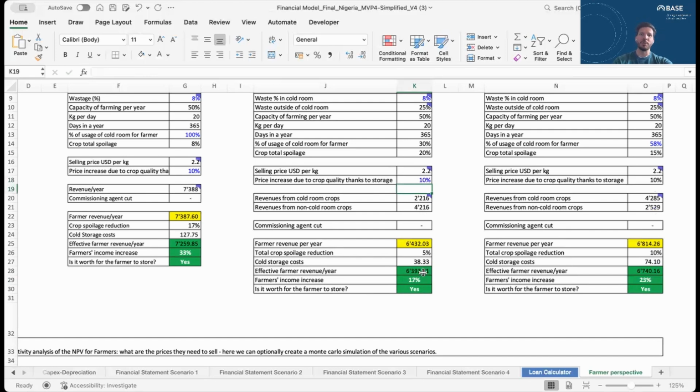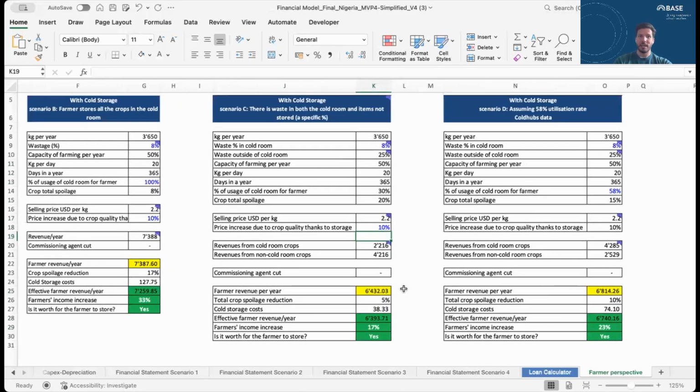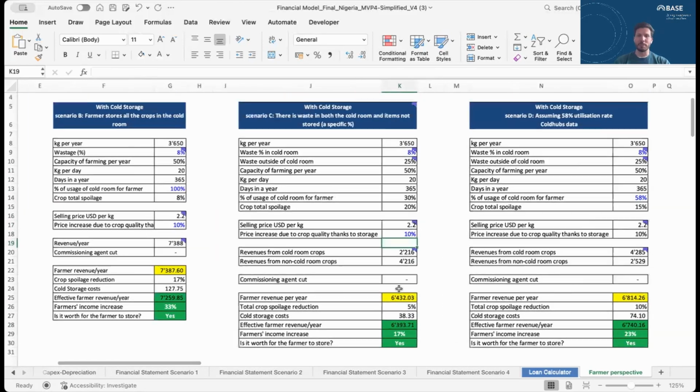And here it's important to know that those parameters will tell you whether the farmer is better off storing in the cold storage or is actually worse off storing in the cold storage. And the same here for scenario D, okay? So that gives you a perspective if you speak to the farmer to try and actually visualize this data and understand what the impact on the full revenues of the farmer is.